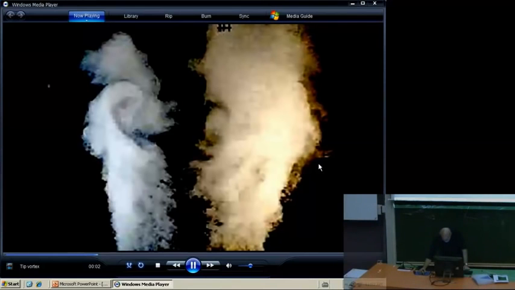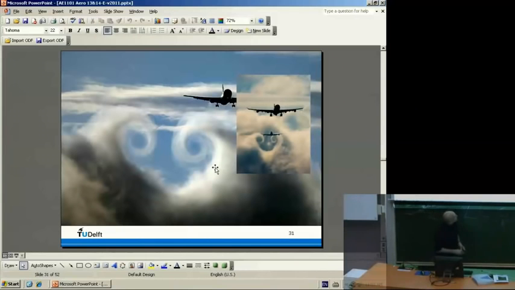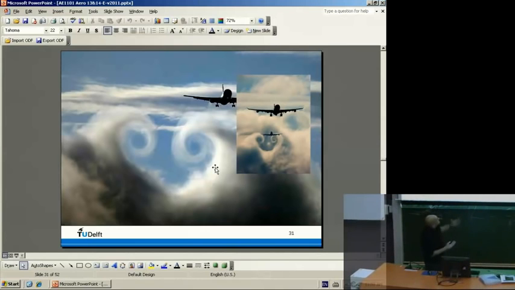Okay. So now you can more judge these pictures as well, right? These are more or less descending downwards. This is not a very big plane, but it's a general aviation type of aircraft, and it has a very strong pair of vortices.